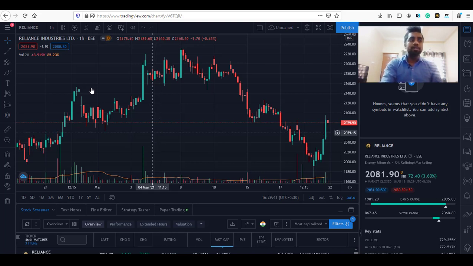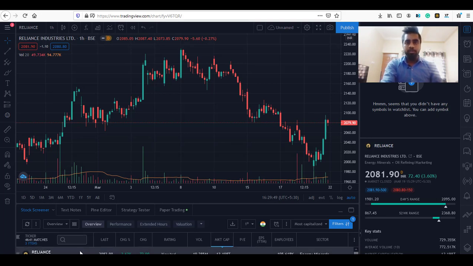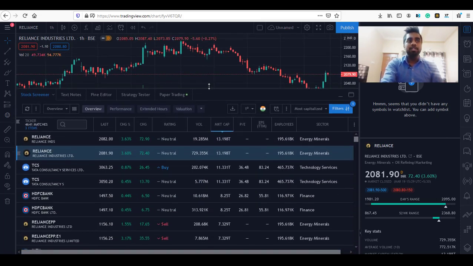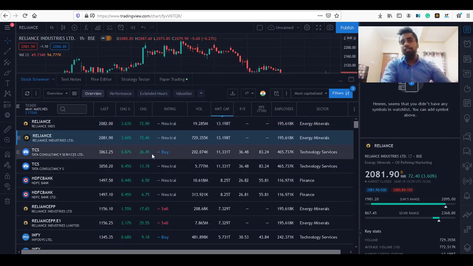To get the Stock Screener, we can see where it's written Stock Screener, and after that we can see there is a ticker 4641, and below that there is a huge stock list. If you cannot see that, you can always adjust the screen using the cursor. Take the cursor to this gray line, press the left mouse button and drag up, and you can see the whole stock list came up.